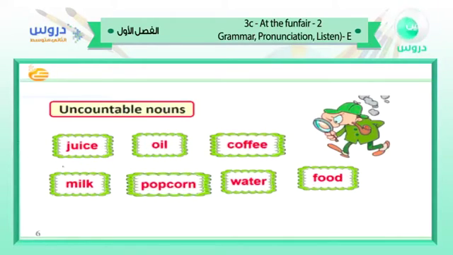Okay, uncountable nouns mean we cannot count them. Like juice. We can't count juice. Oil, coffee, milk, popcorn, water, and food. Okay, guys? You can't say 1 juice, 2 juice, 3 juice. No, it's wrong. Also the oil, the coffee, the milk, but we can count the cup. Okay? Let's see.